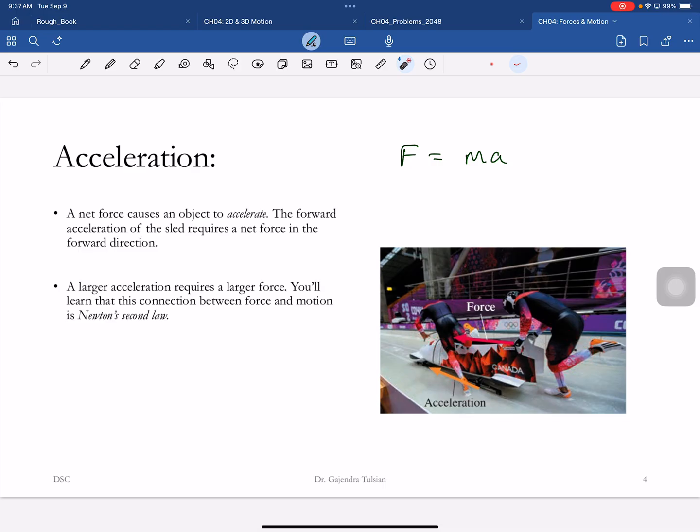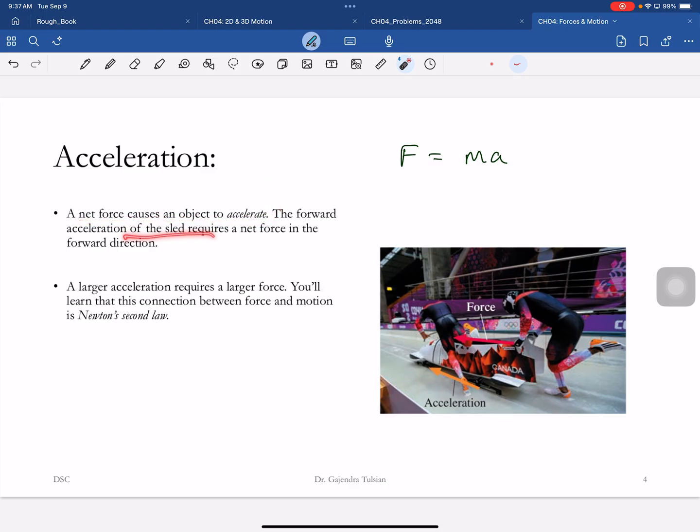So as soon as the force goes to zero, what will happen to the acceleration? If this were zero, what will happen to this? It will be zero. Okay? So as soon as there is no net force acting on an object, its acceleration will be zero. So a net force causes an object to accelerate.